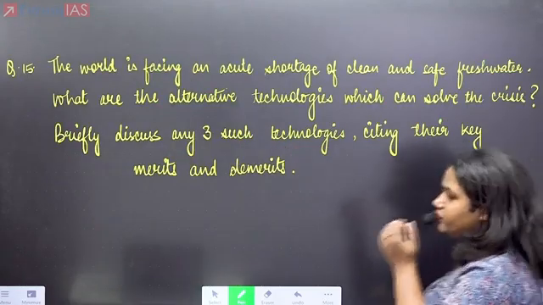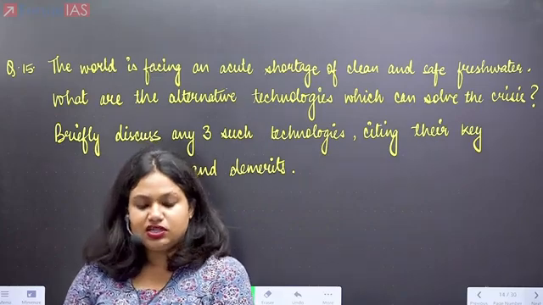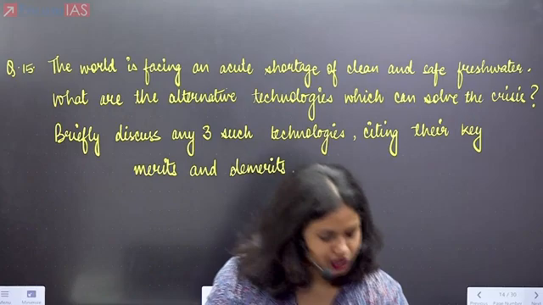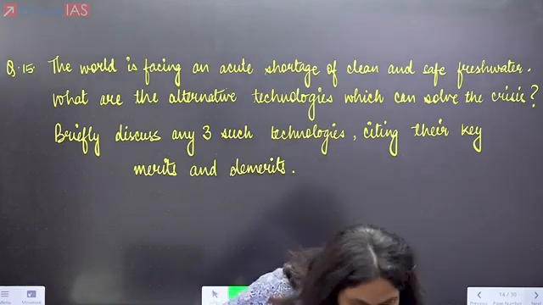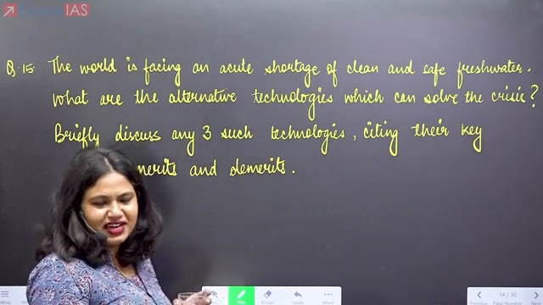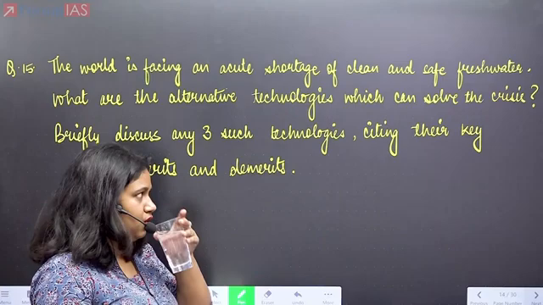So we are moving to 15 markers now, and here there are certain other considerations that we have to have. Fair? Let's look at question number 15. For question number 15, the question is that the world is facing an acute shortage of clean and safe fresh water.